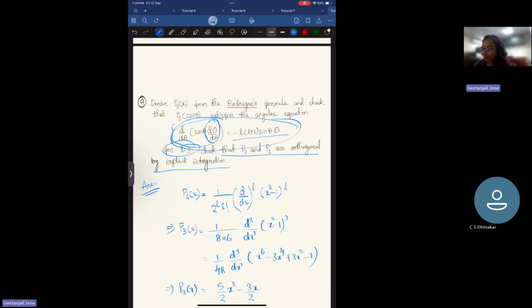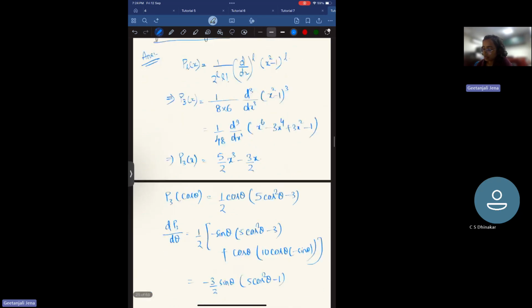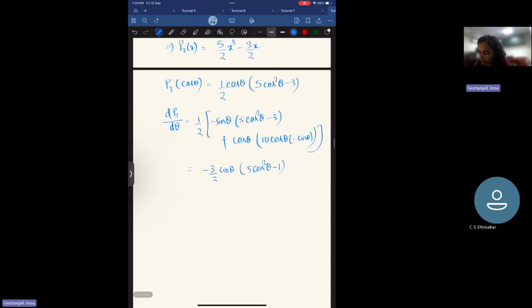Now we have to take the whole derivative with respect to θ. So that means d/dθ of sin θ dP3/dθ is -(3/2) d/dθ [sin²θ (5cos²θ - 1)].